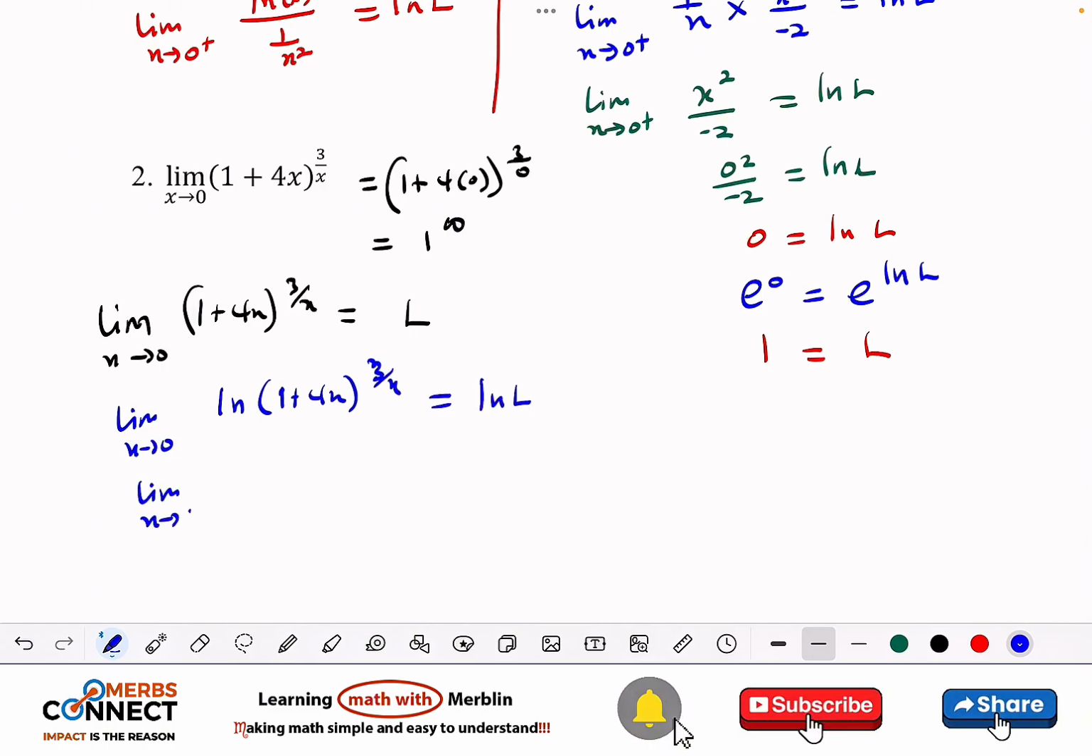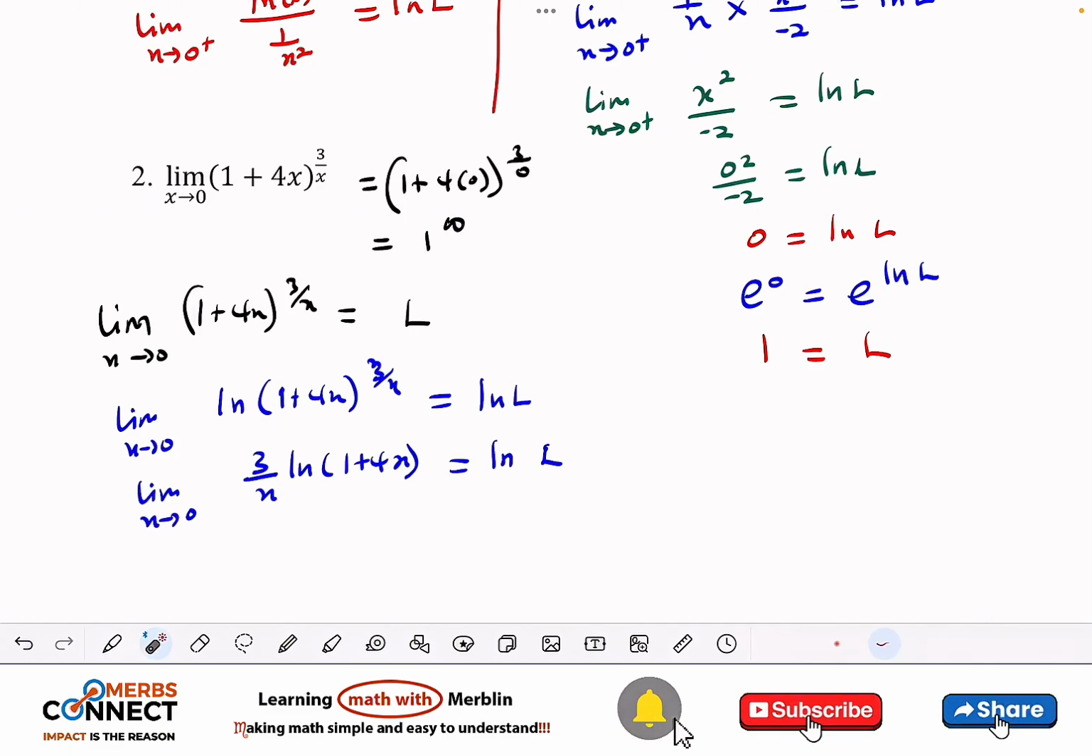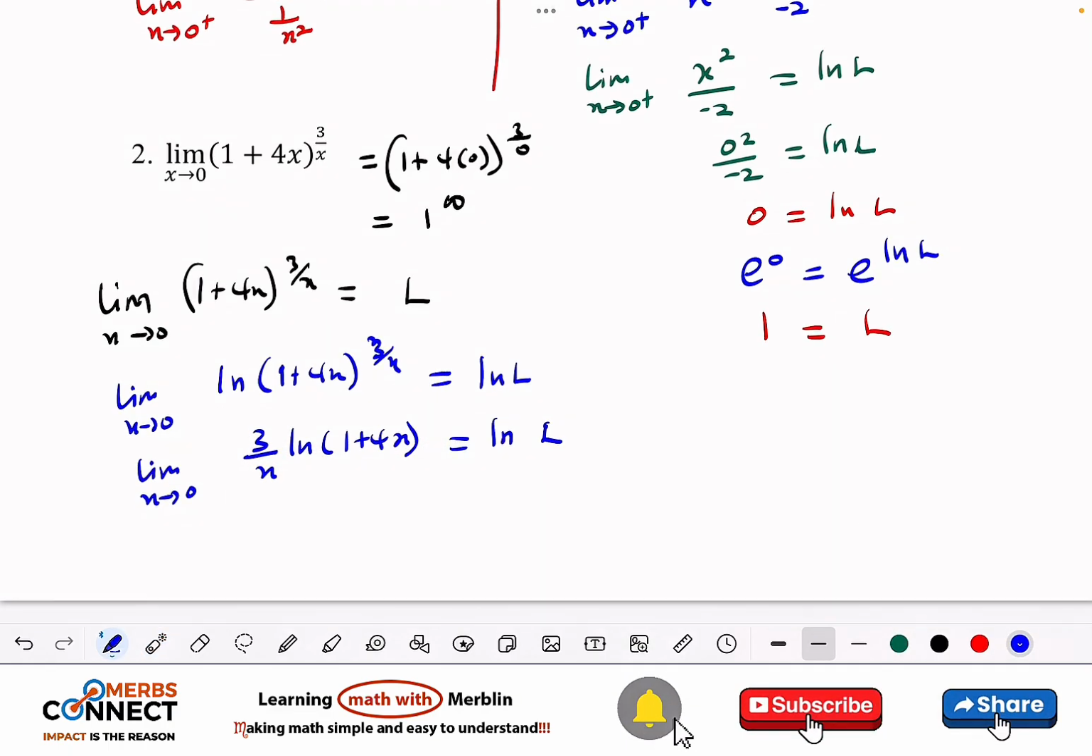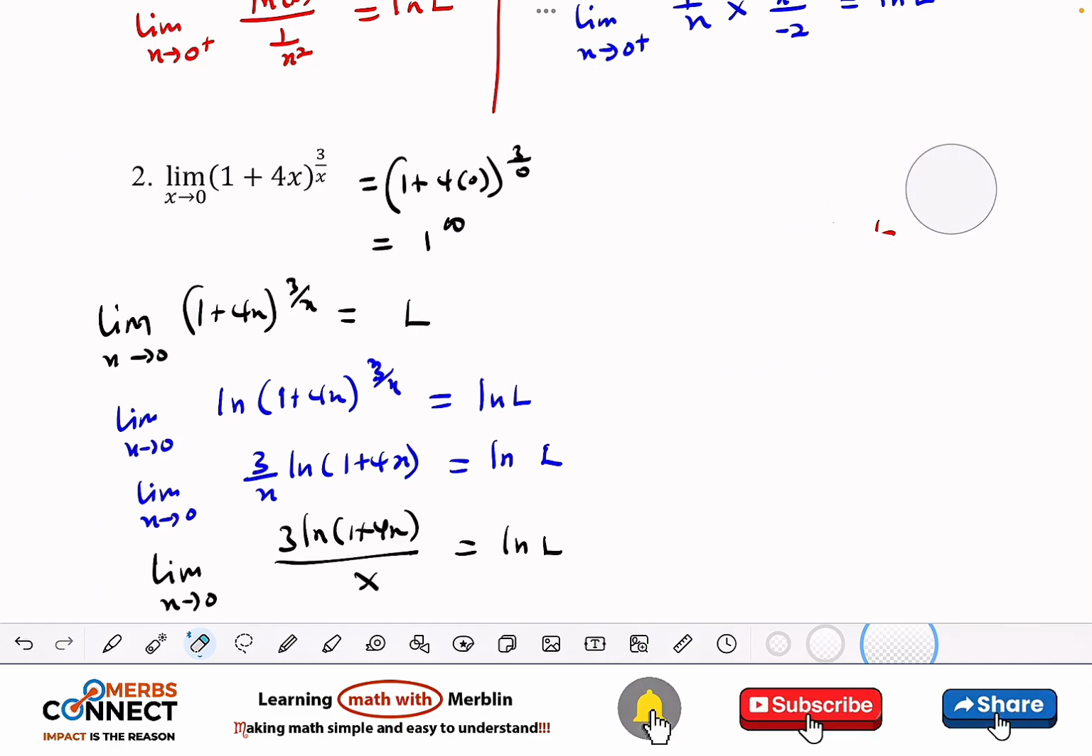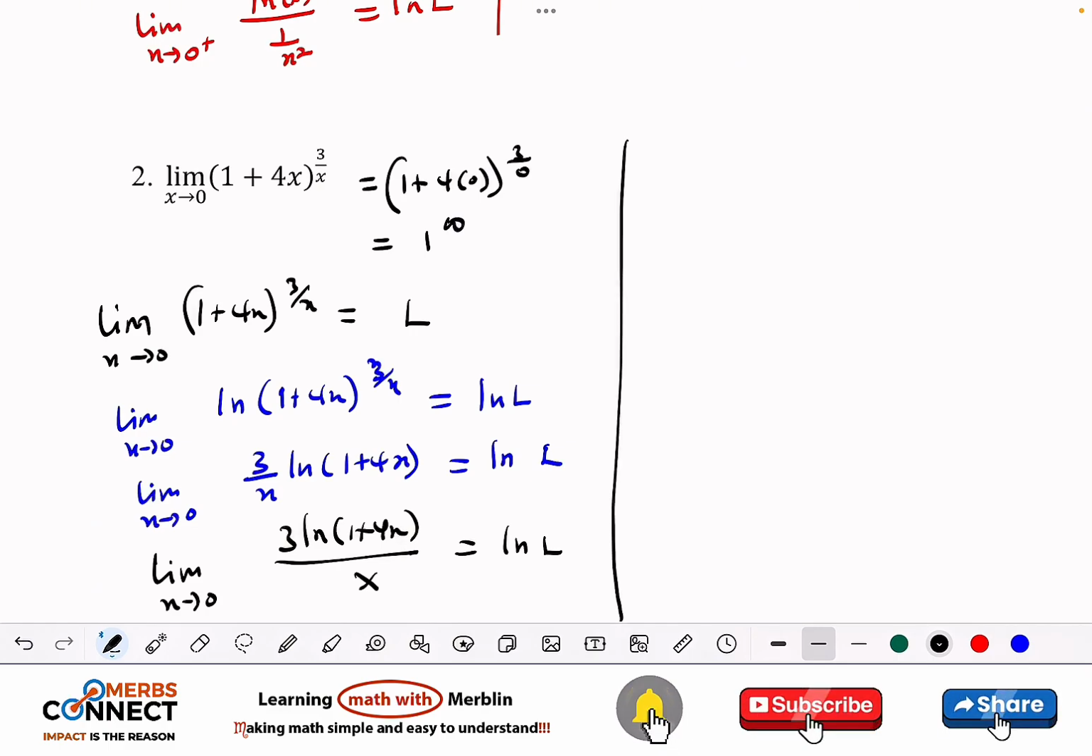And then limit x approaching 0, 3 over x will come down, then multiply by ln of 1 plus 4x, is equal to ln L. So this is already in the form of a function divided by a function. Let me write it for you to see. So this is the same as limit of 3 ln(1 plus 4x) divided by x is equal to ln L. So here we can apply the L'Hopital's rule to solve. So now let's apply the L'Hopital's rule.